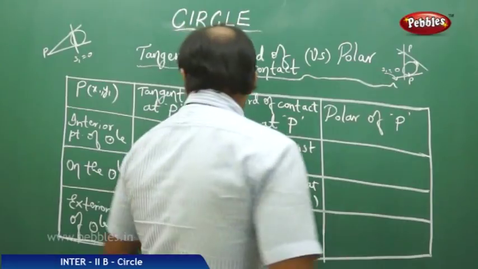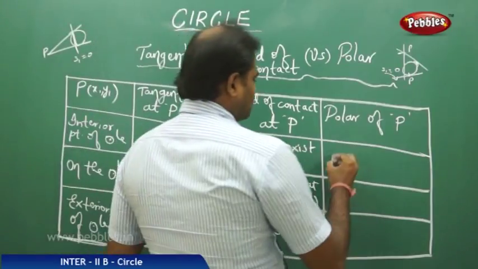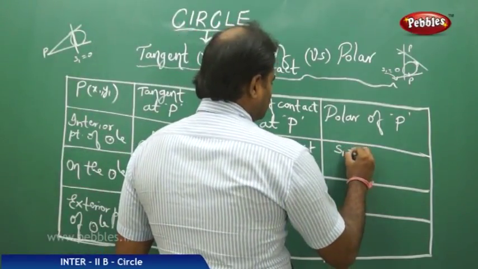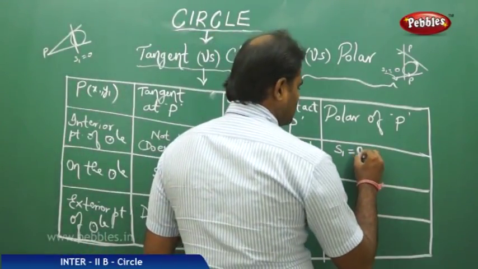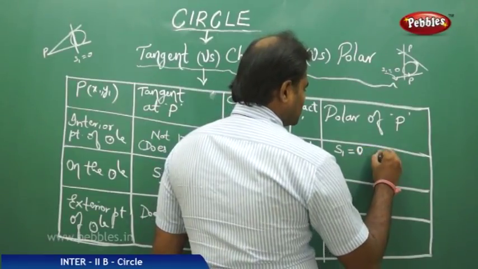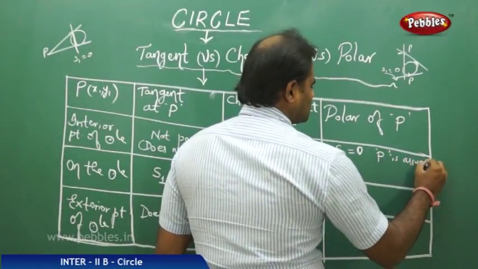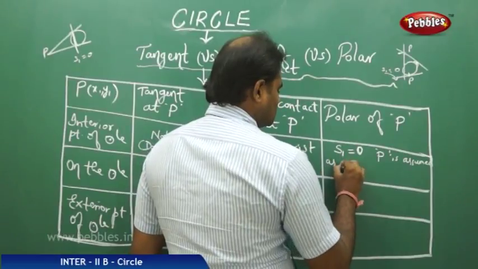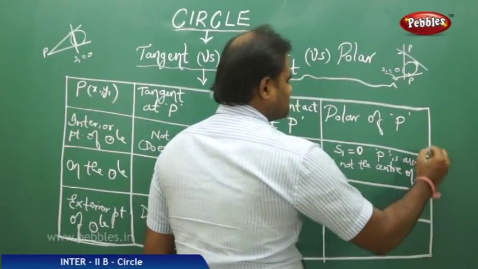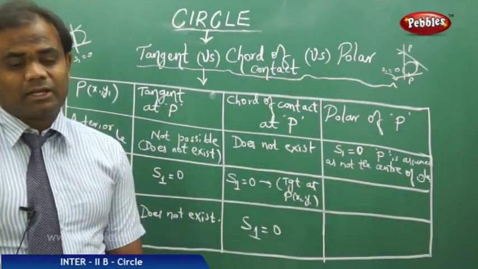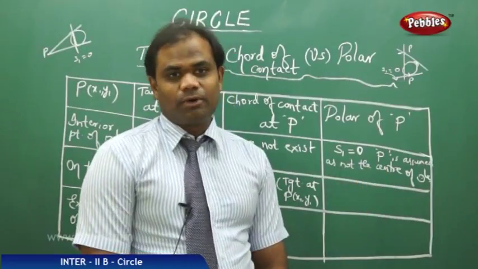Next, polar of P for a point interior of circle. So when I take a point interior of circle, then the polar is given by S1 equal to 0, and that is with the limitation which we have taken that P is assumed as not the center of circle. That is, P is any point inside the circle but cannot be the center of circle. Except the center of circle, P is assumed to be any point on the circle.